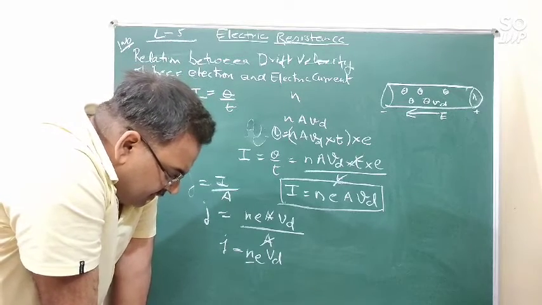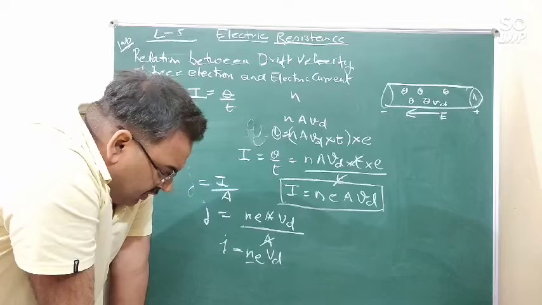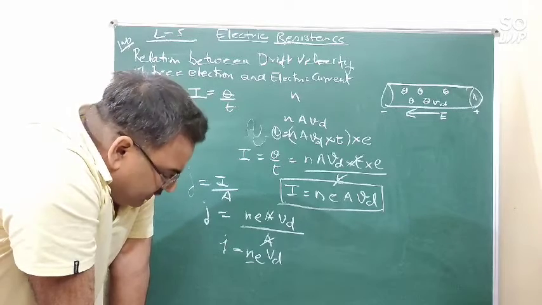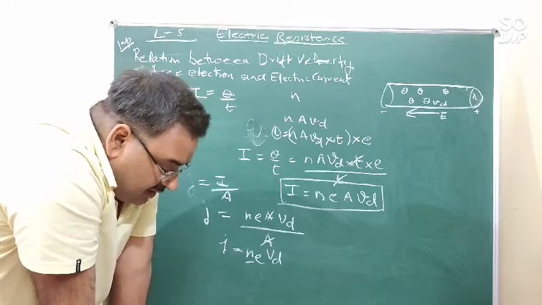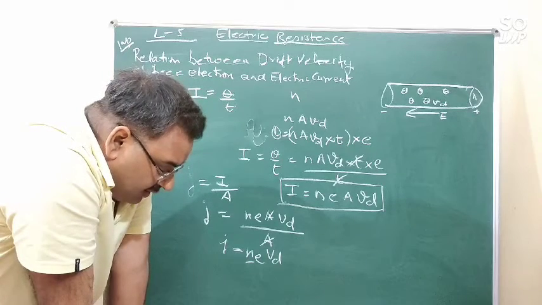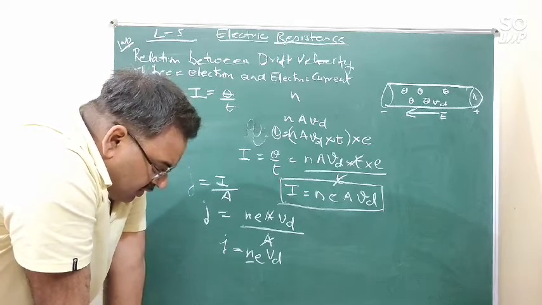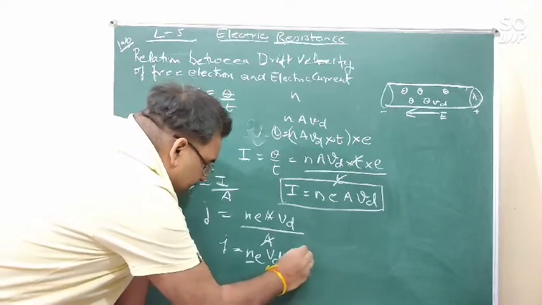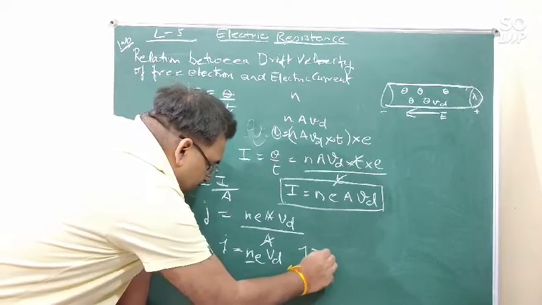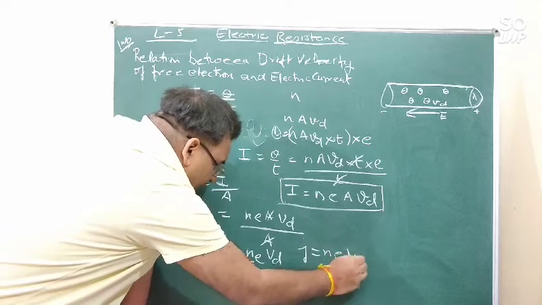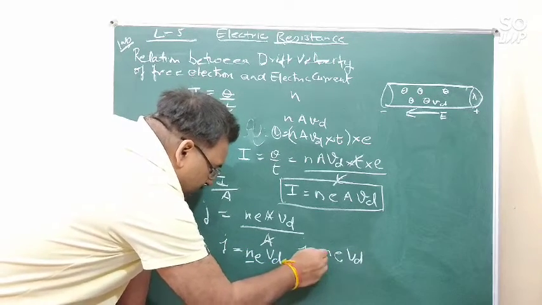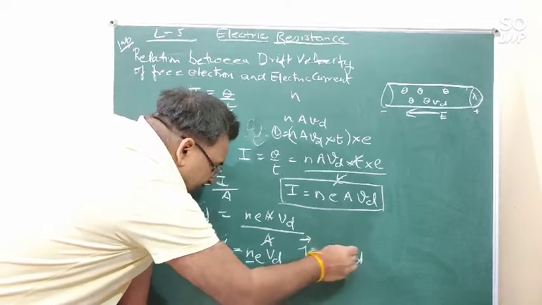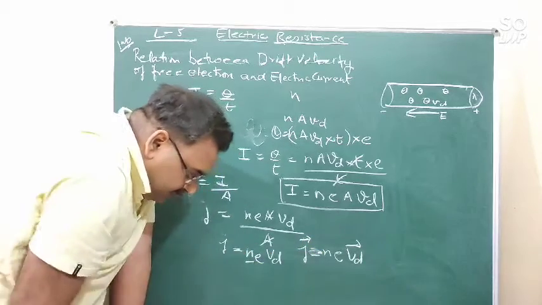Now here, J is a vector quantity, drift velocity is another vector quantity. So J is equal to NeVd. It can be written as J equal to minus NeVd in vector form.